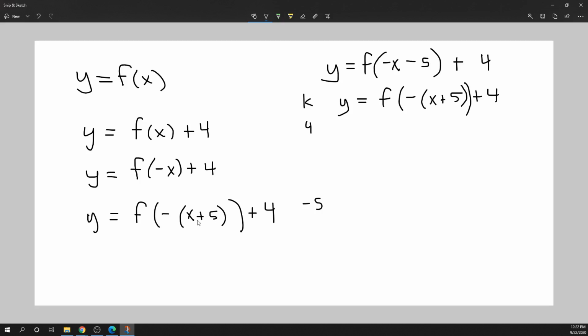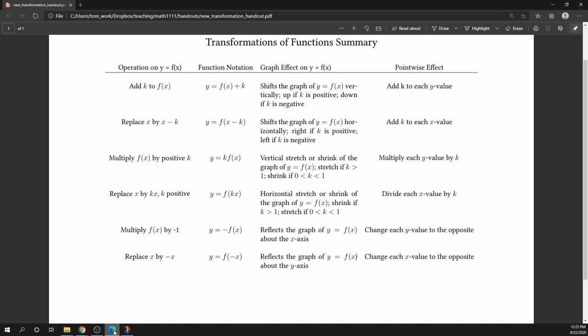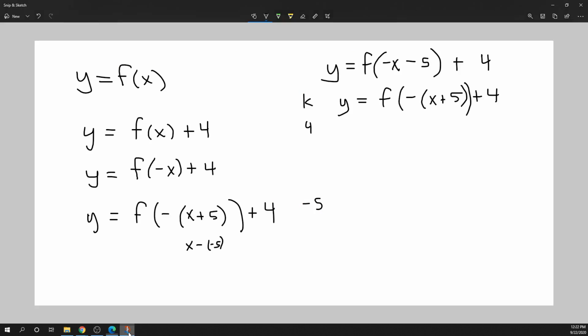Remember, to get the k for that one, that's one of the more difficult ones. You're going to have to write it exactly as x minus something. And x plus 5 is x minus a minus 5. So that one is this transformation right here. So it has to be written as x minus a number to get the correct value for k, and that's probably one of the trickier aspects of these problems. All right, so the k is minus 5.